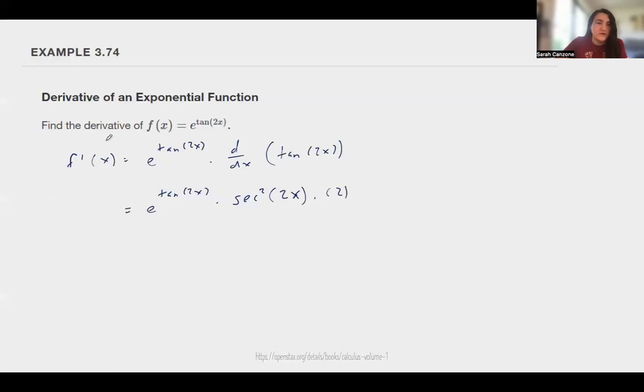And so our derivative of e to the tangent of 2x involves two chain rules. Technically, the chain rule happens when you take the derivative of your exponent, but then it also happens when you take the derivative of this argument. And so this is the answer. You can move the 2 over in front of the e if you'd like to, but this is an absolutely fine answer.